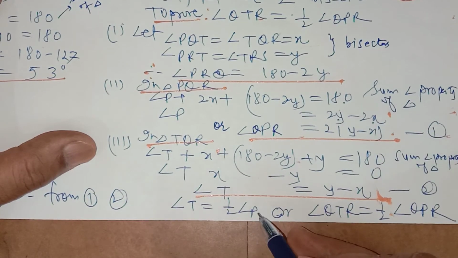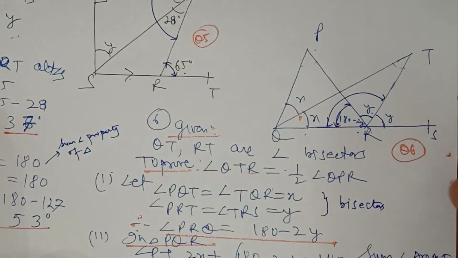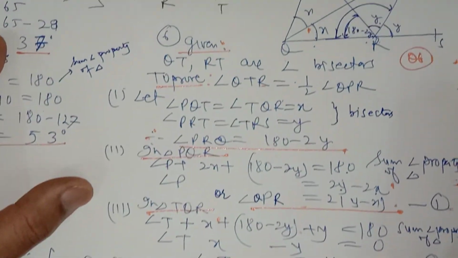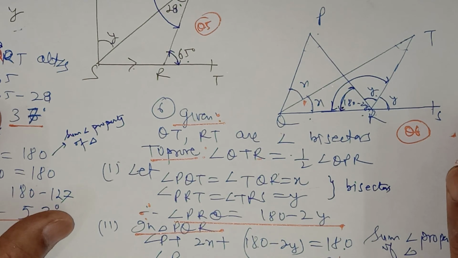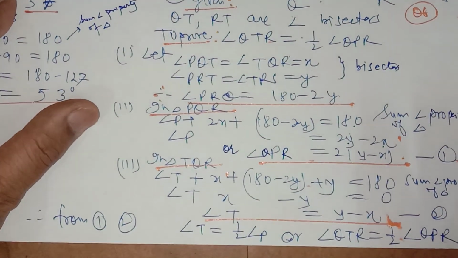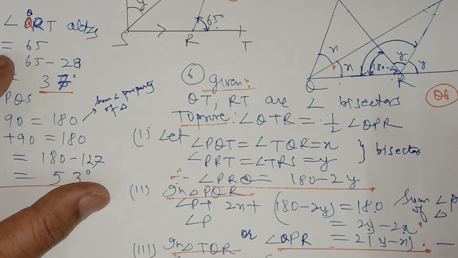So we can say that angle T is equal to half of angle P, or angle T you can write QTR and angle P you can write QPR. So this is a good question, and you have to mark the angles properly in the figure itself. Draw a big figure, make it large, mark the angles properly. You will get the solution of this easily. Okay, this is the completion of the chapter Lines and Angles for class 9th. Thank you.